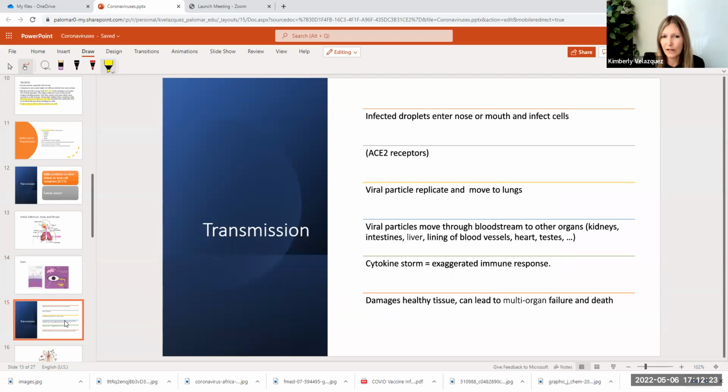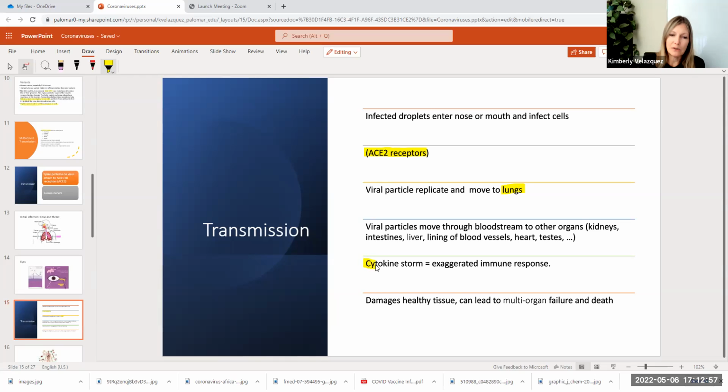Just a little more information here. I already said this part. The infected droplets enter the nose or the mouth and infect the cells. That can also be through the eyes. And it's all those cells that have these ACE2 receptors. The viral particles replicate and move to the lungs. And then they move through the bloodstream to the kidneys, intestines, liver, the lining of the blood vessels. This is why people are getting blood clots, the heart, the testes. I'm going to show you an image in a minute that's even more organs than that.